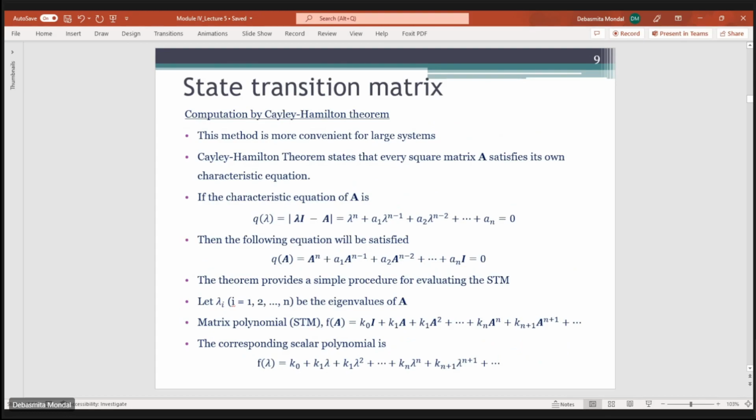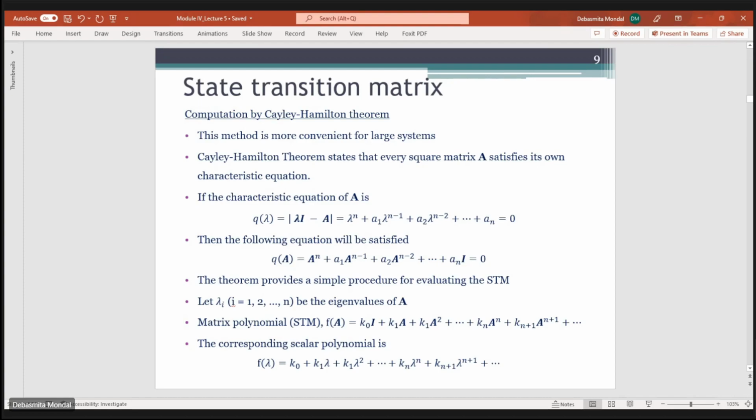So next we'll see how to compute the state transition matrix using the Cayley-Hamilton theorem. As I've already told, if you have a larger system where the system matrix A is quite large, in those kinds of systems it is difficult to compute the state transition matrix using the Laplace transform method. So for that we will be using this Cayley-Hamilton theorem.